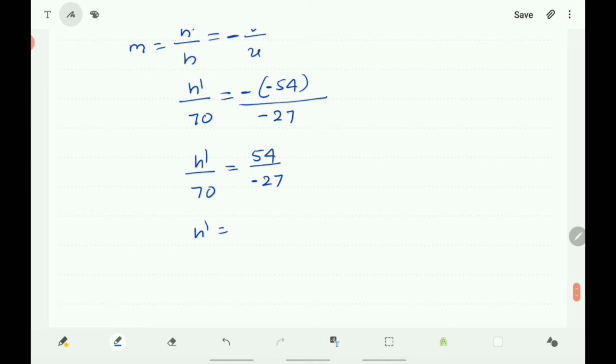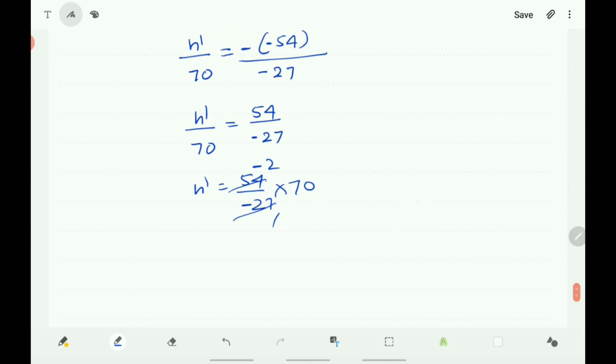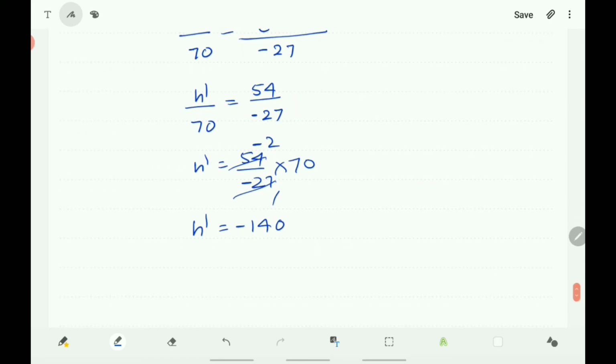Then h dash is equal to 54 by minus 27 into 70. 27 ones are 27, minus 2s are... Then h dash is equal to minus 140 centimeter. So the size of the image is here 140 centimeter, and it is negative, which means it must be inverted.